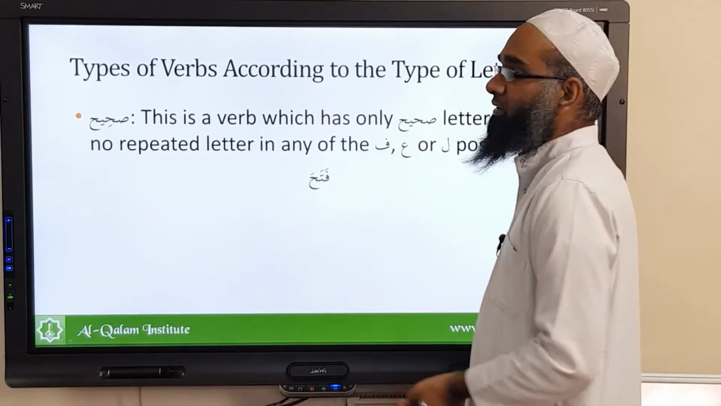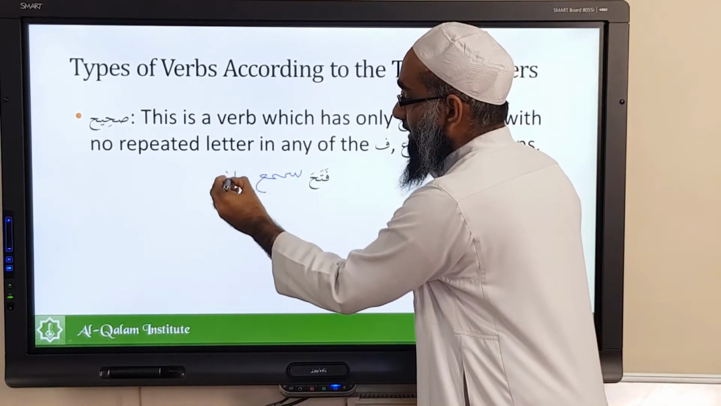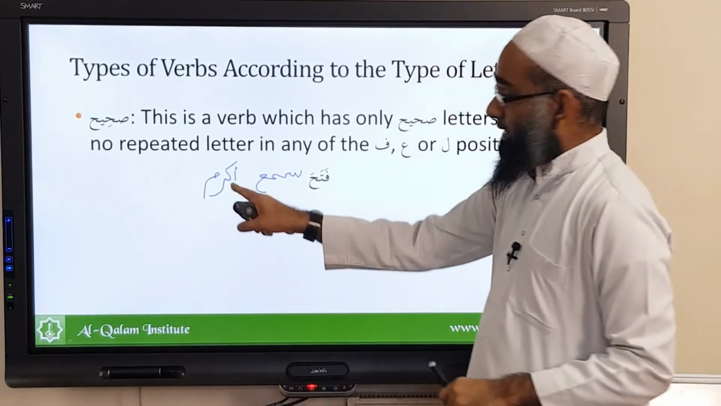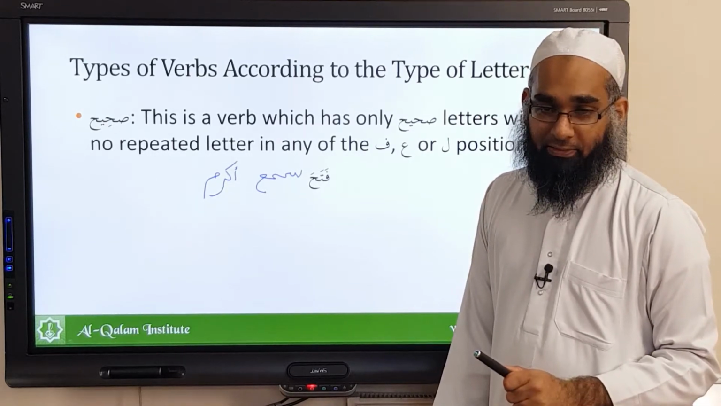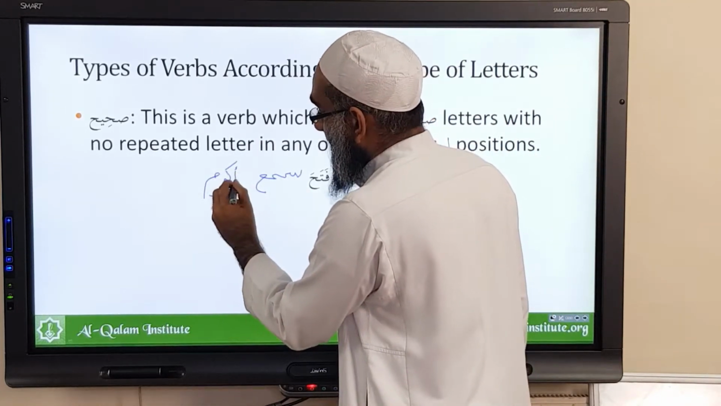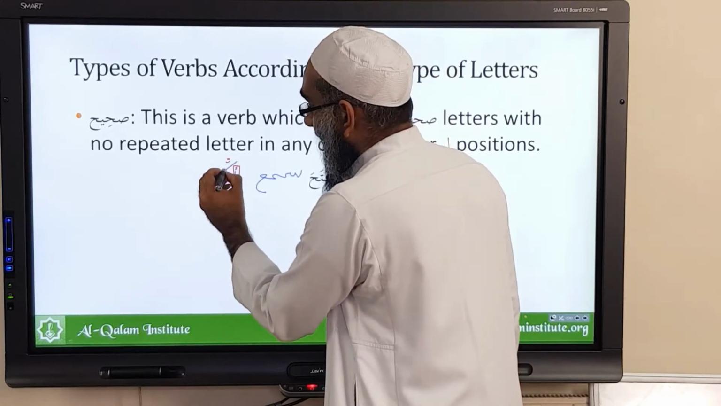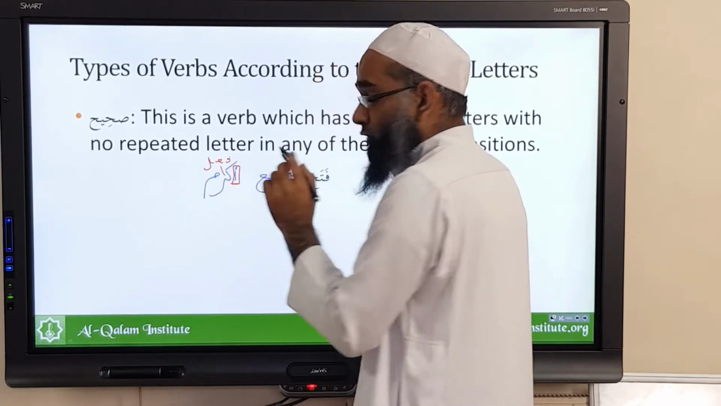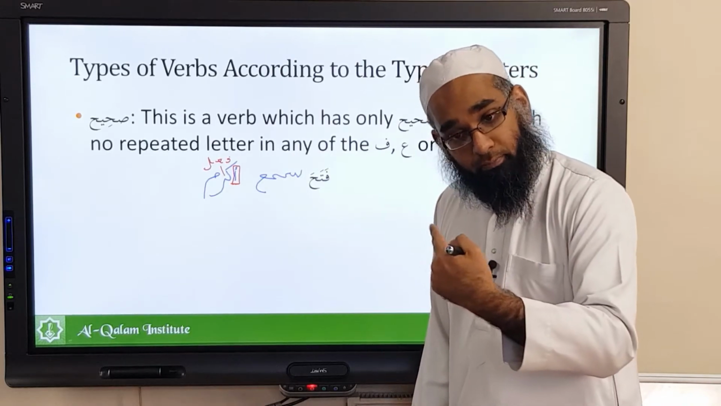For example, fataha, sami'a, akrama. Now let me ask you a question here. Akrama. Is this mahmuz? Is this sahih? It's got a hamza in it? No. So it's not mahmuz. The حروف أصلية, none of them are hamza. Exactly. So we have the word akrama. We have a hamza, but it is still sahih. Why is it sahih? Because the fa is a kaf, the ain is a ra, and the lam is a meen. So the hamza or the waw or the ya coming in does not affect it. It has to be in the original letter.